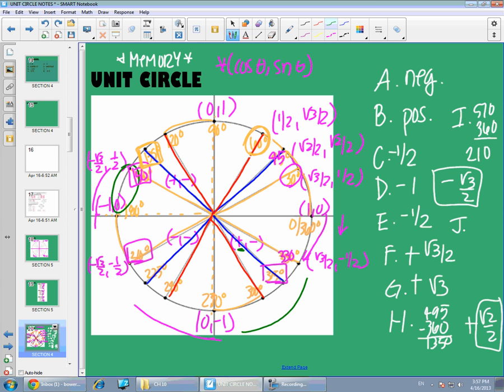And then J is 660, so go ahead and subtract from 360. That leaves you with 300. 300 lands me down here. That is a red line, which means it's the same thing as a 60 degree. So I need the sine, but the sign in the fourth quadrant is negative. So that's going to give me negative, and it said sine, which is the y-coordinate, so the square root of 3 over 2.